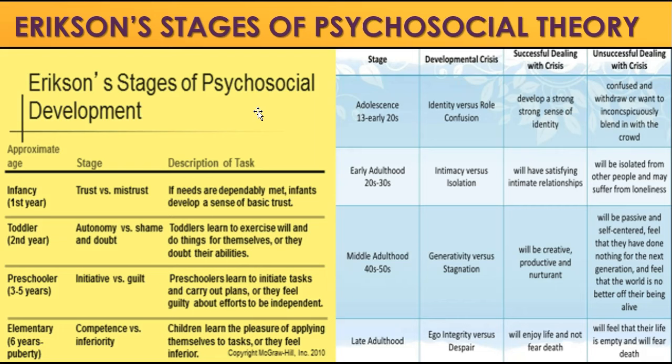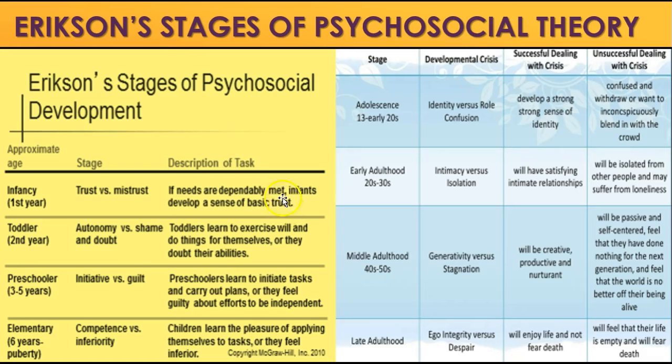And here he has the approximate age, what should happen in certain stages, and if these stages are met, they should be able to perform one stage. But he says they should be able to perform one stage before going to another stage. So here in Erikson's stages of psychosocial development, his first stage is infancy, which is the first year of life. Here they develop trust versus mistrust. If needs are dependably met, infants develop a sense of basic trust.